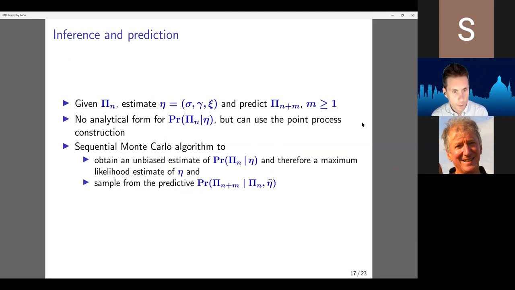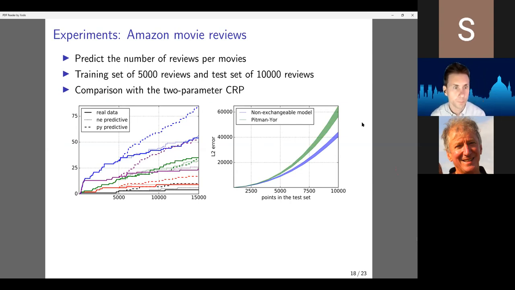Okay, so we look at the data set I presented at the beginning. We consider first a training set of 5,000 reviews, then a test set of 10,000 reviews. The objective is to estimate the parameters of this non-exchangeable random partition on the first 5,000 reviews and predict the size of the clusters, so the number of reviews per movie, for the next 10,000 data points. We compare this with the two-parameter Chinese restaurant process, where we similarly estimate the two parameters on the first 5,000 observations and use that to predict the rest.